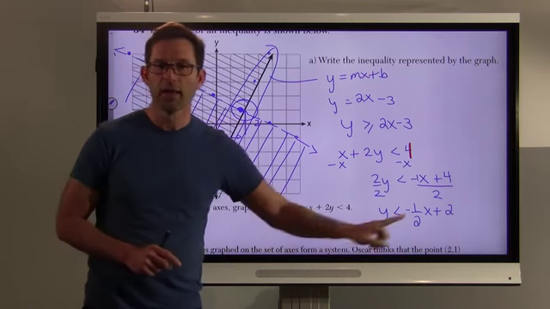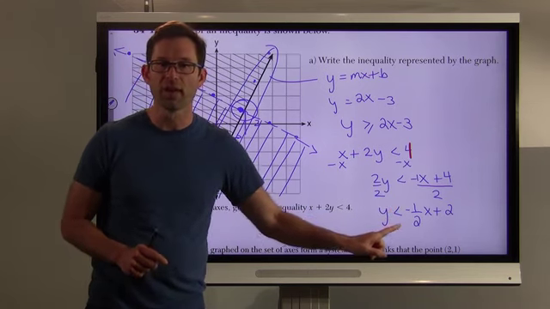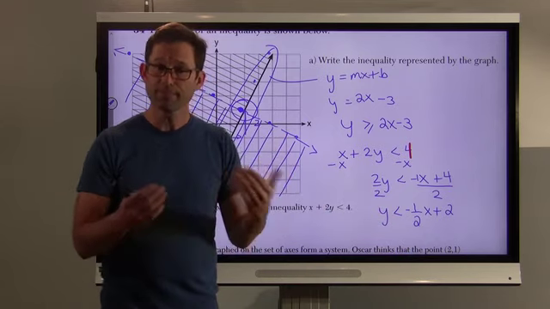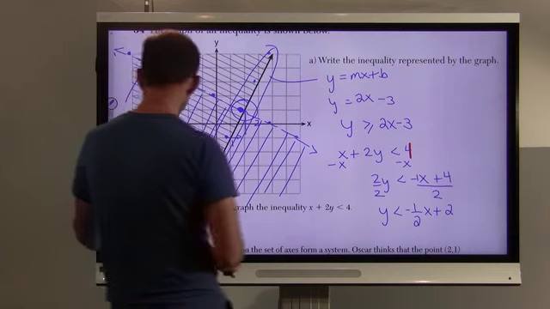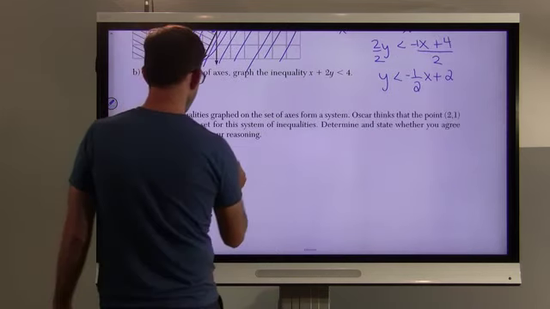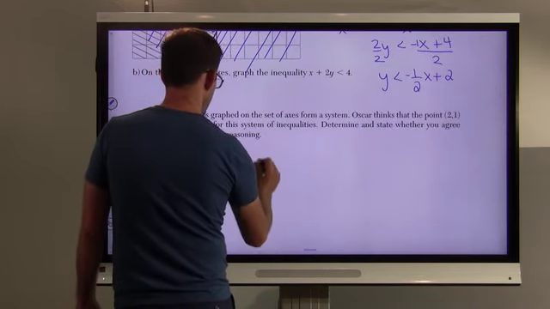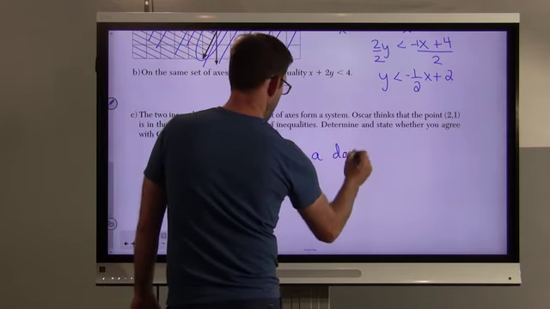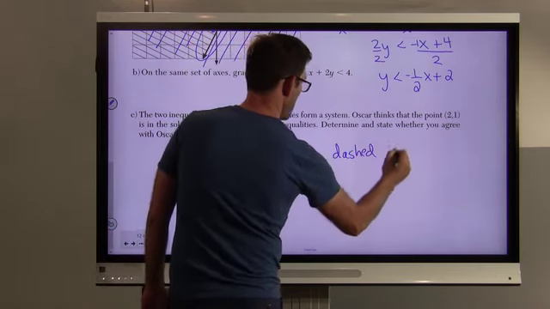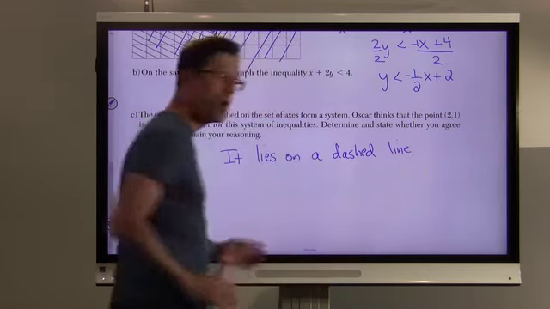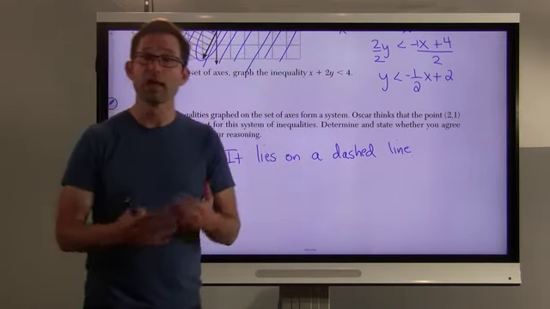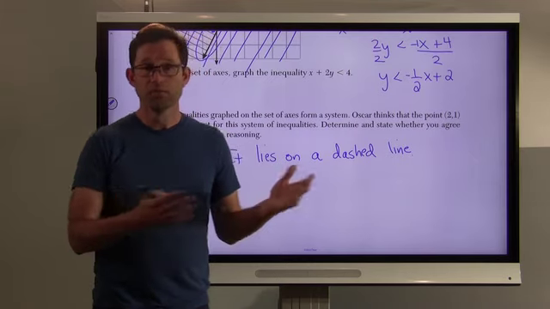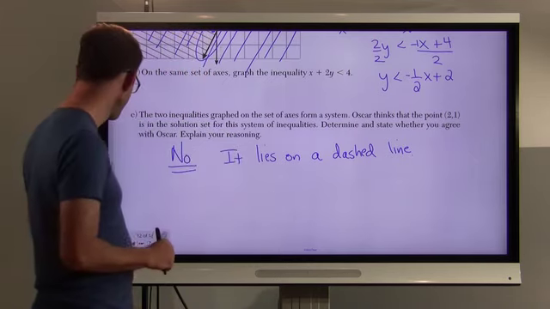It's where this thing would be equal to negative 1/2 x plus 2, not where it's less than. So you could literally say, no, it lies on a dashed line. Or you could say no, because it doesn't lie where the shading overlaps or intersects. That would be okay as well. But I like the dashed line piece.